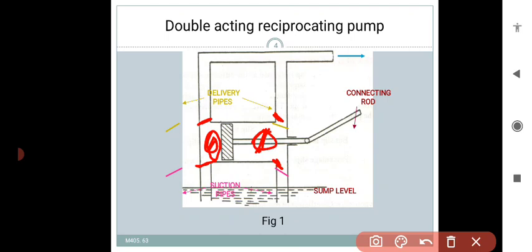Suppose suction occurs at the left side of the piston, and compression and delivery stroke occurs at the right side of the piston.